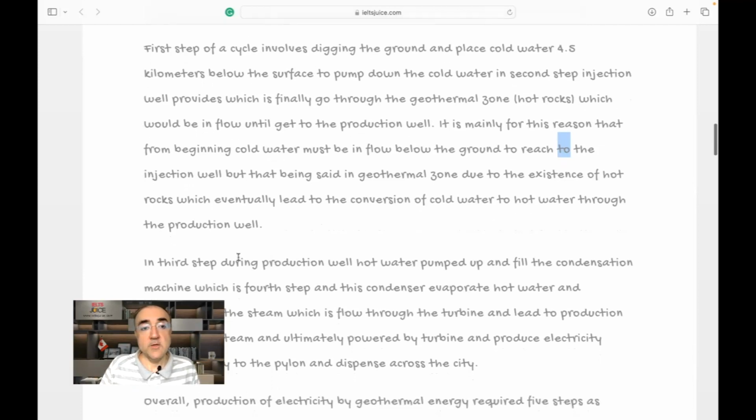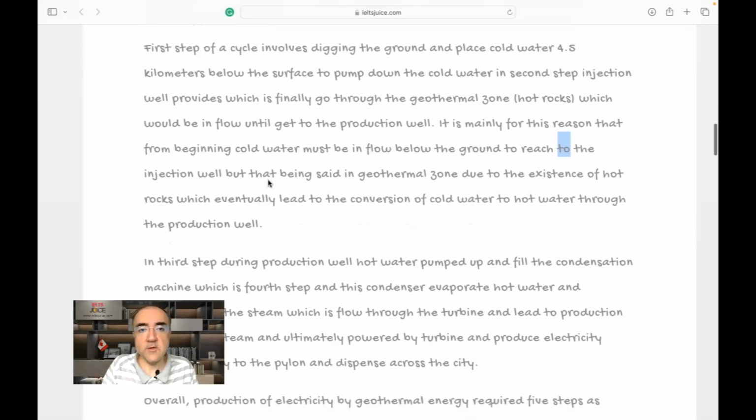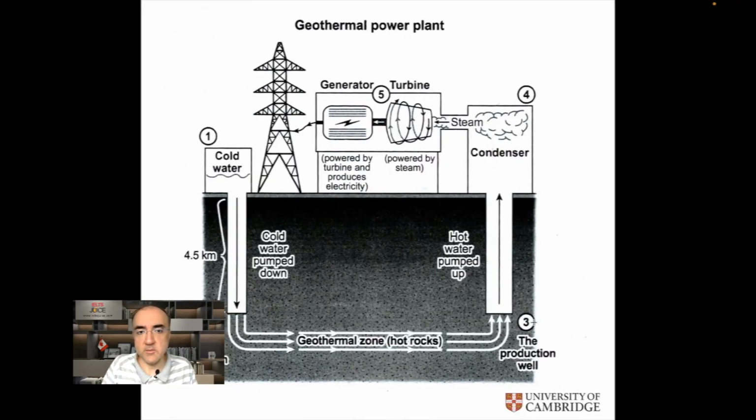So in the third step, so my question here is, why do I see the first step and the second step in one paragraph? Especially, I saw 3 phases in one sentence, and then the third step has its own paragraph. Is there anything significant about the third step? It's just a production well that is pumping up hot water. Why is it so significant? I don't see anything special here.